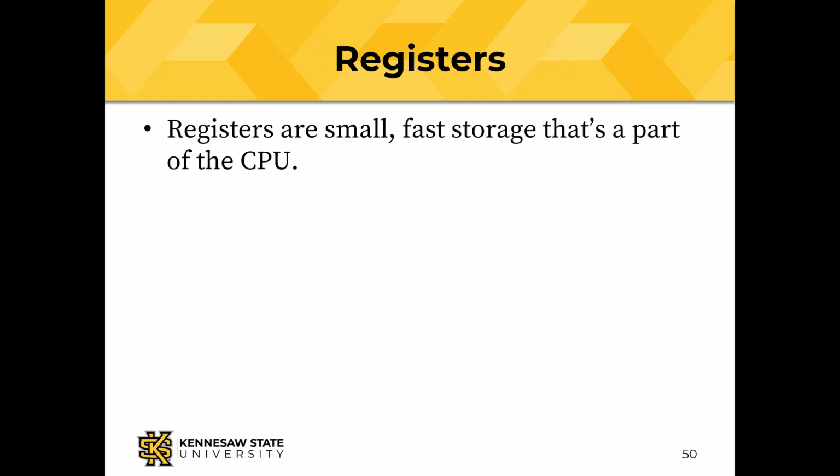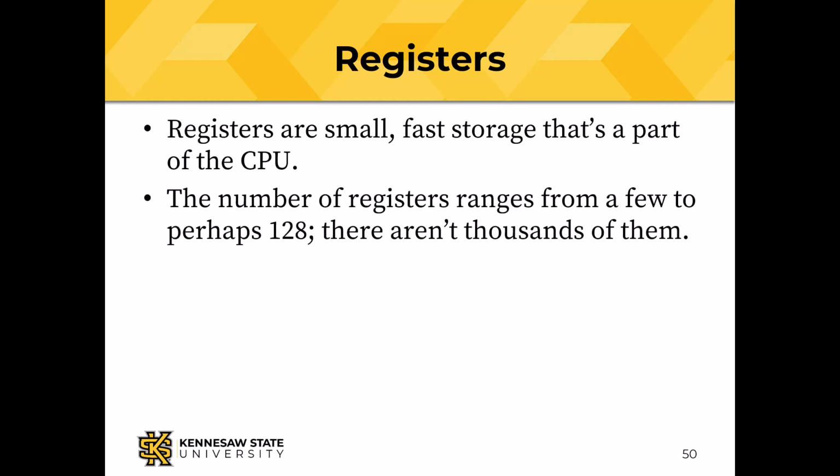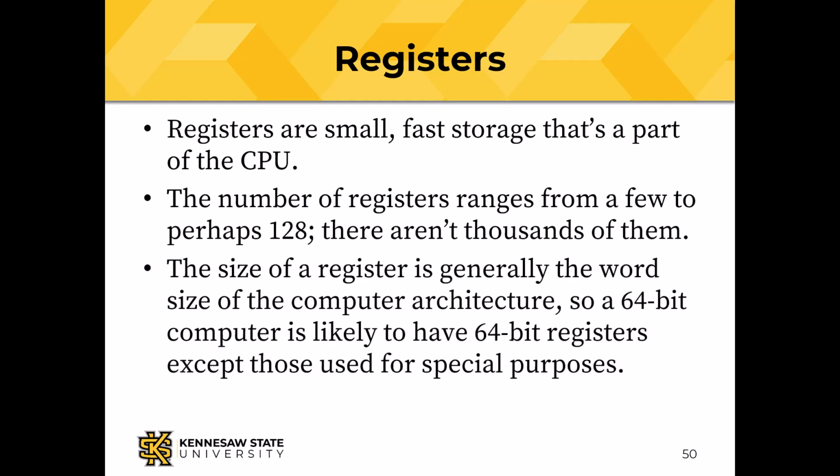Registers: small, fast storage that's part of the CPU. The number of registers ranges from a few to as many as 128 or 256. There are not thousands of them. The size of a register is generally the word size of the computer architecture. So a 64-bit computer is likely to have 64-bit registers. There are registers that are used for special purposes. For example, a 64-bit computer might have 128-bit floating point registers.